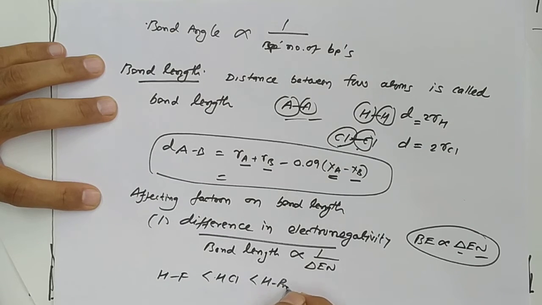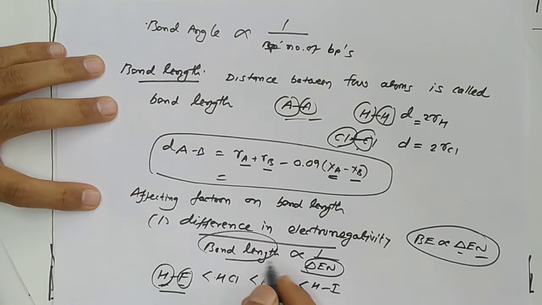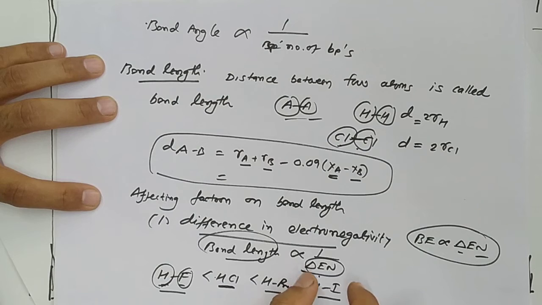HCl, HBr and HI, the electronegativity difference between hydrogen and fluorine is highest. So bond length is short. The difference decreases between H and I, so bond length increases. So bond length is higher in the case of HI.